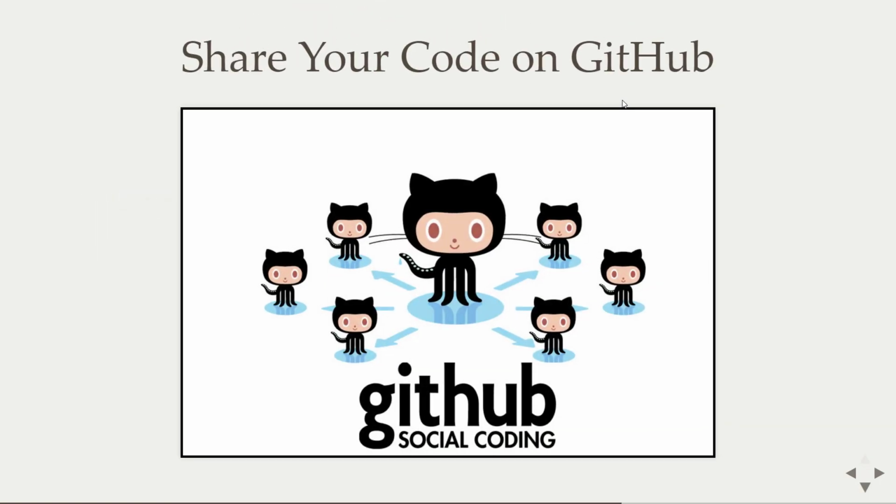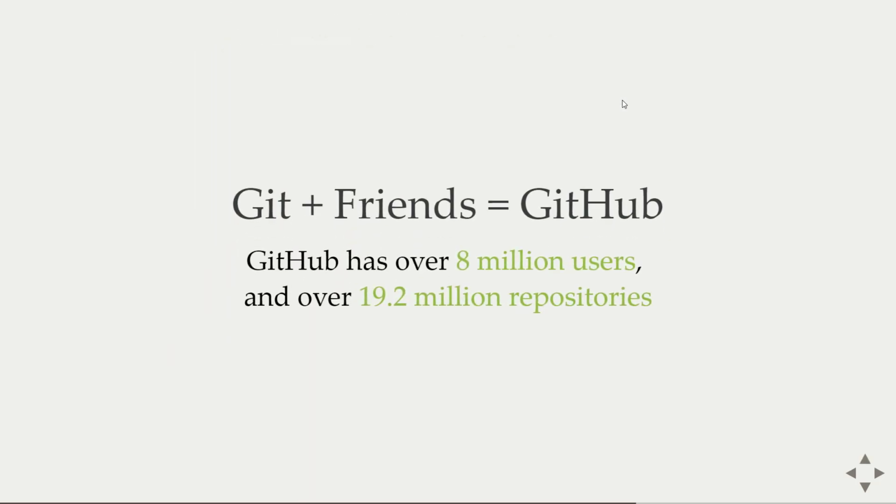So, getting social on GitHub. This is the place where you really do get to share your code. And there's lots of code to share. They have over 8 million users, over 19 million repositories up there. So there is tons and tons and tons of code.